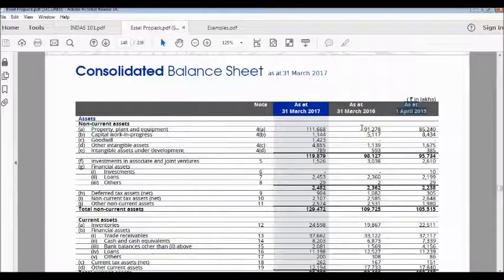So all the listed companies which prepare the balance sheet as on 31st March 2017 have done the same thing: the opening Ind AS balance sheet of those companies is 1st April 2015 instead of 1st April 2016. So this is the language.